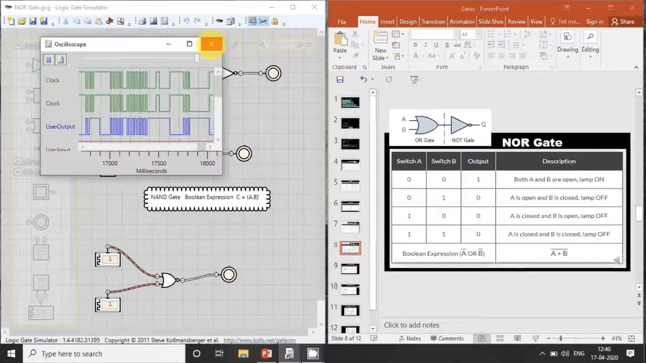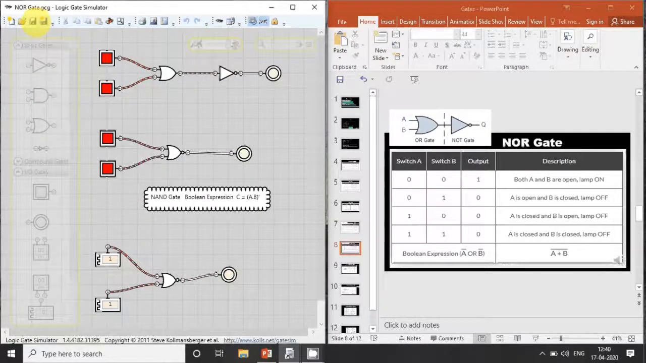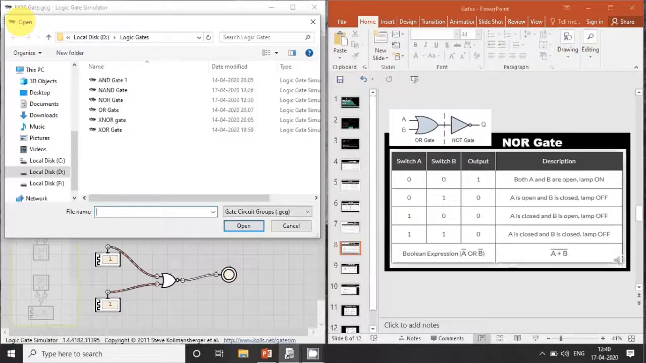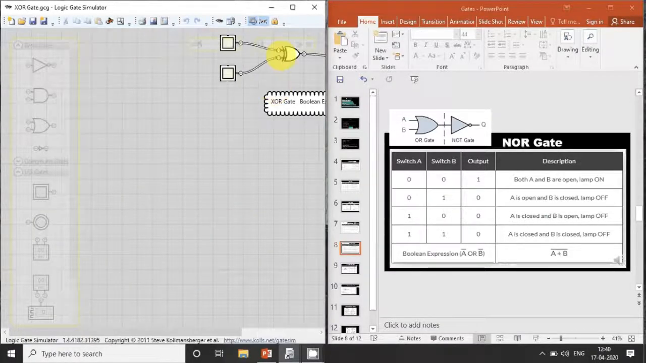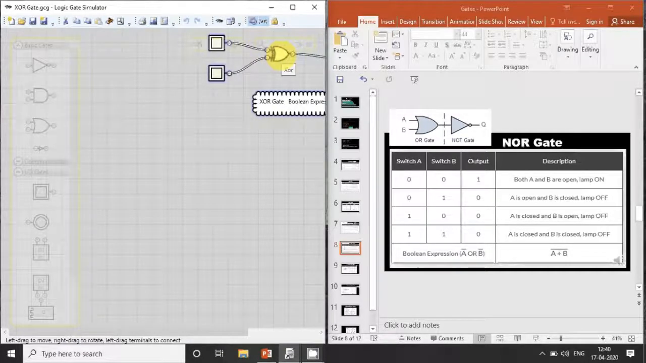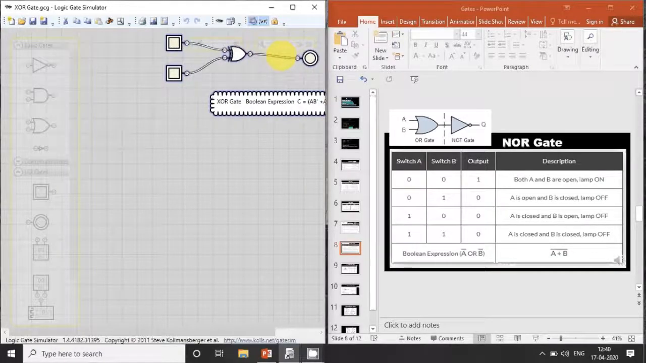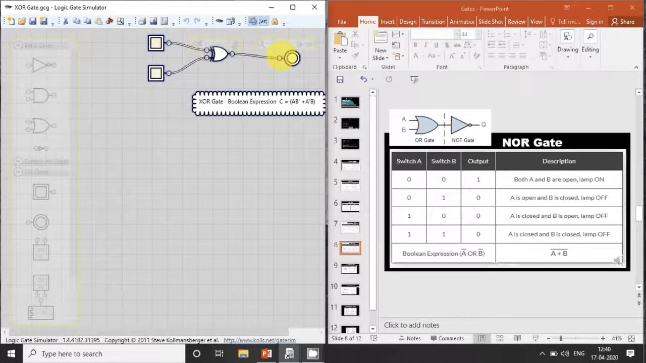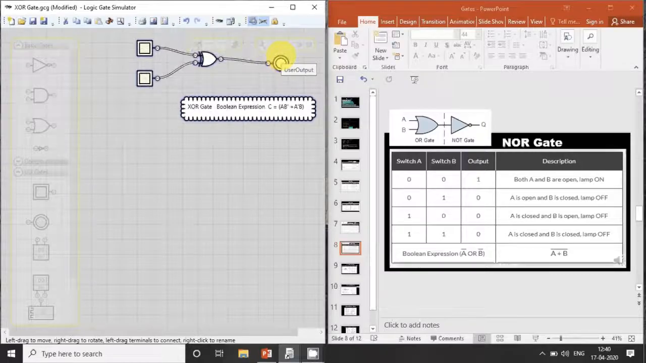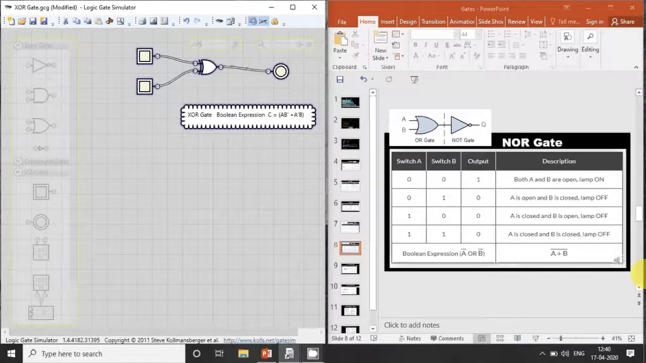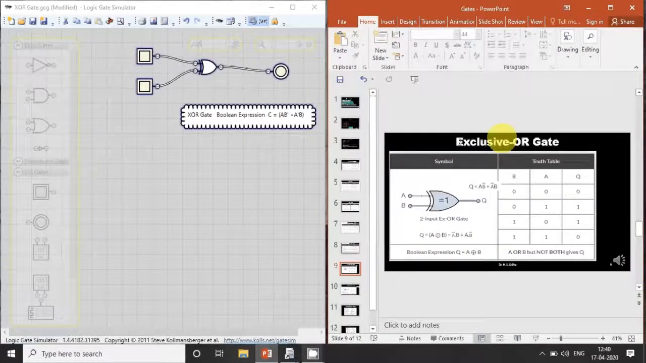Now let us try another simulation. Suppose we have a XOR gate. This is the XOR gate, the exclusive OR gate.